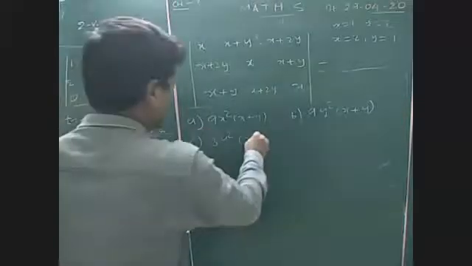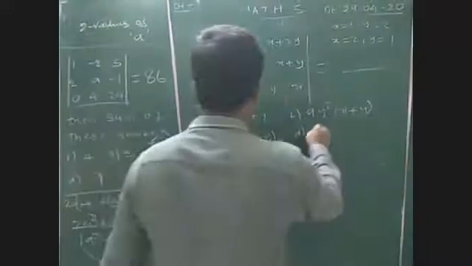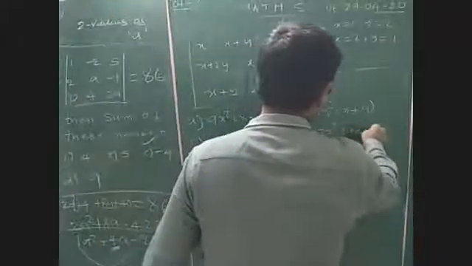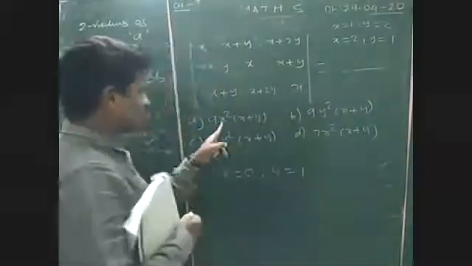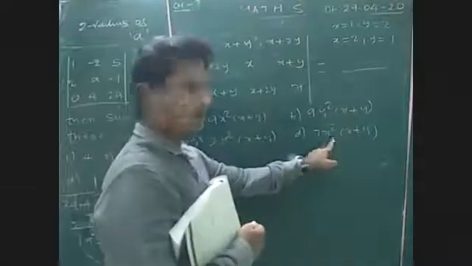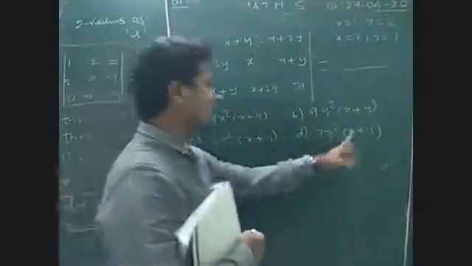3y square x plus y. The option is 7x square x plus y. If we take any one of the values as 0, for example, x value is 0 and y value is 1, see, first option, fourth option will be right, 0 into any value is 0.